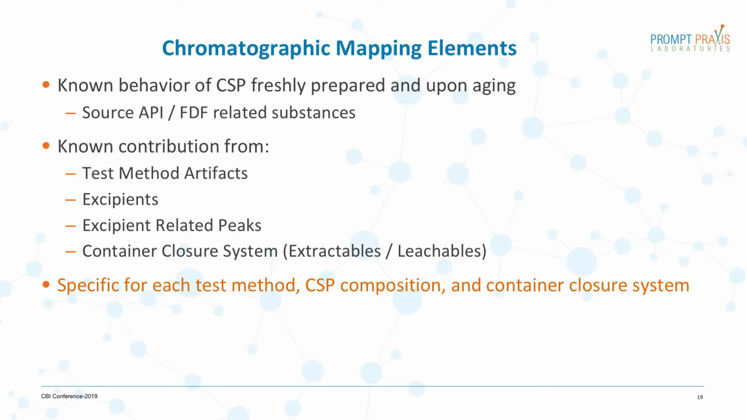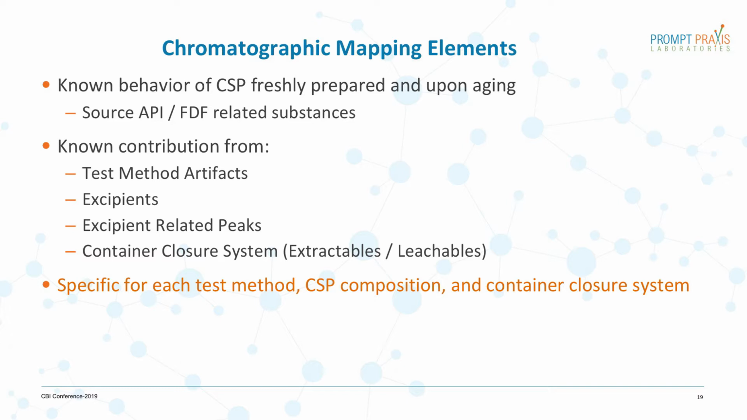So you have profiles in your validation reports that should indicate, under said condition, I'm seeing a profile where I have 2 or 3 additional degradant peaks. And so you should have that knowledge available to yourself when you're running your stability studies. So you should know where your contributions from method artifacts are, your excipients, if the excipient has related peaks or degradants associated with it, the container closure, extractables, and leachables.